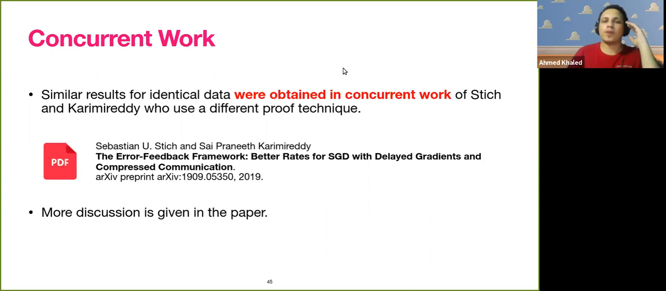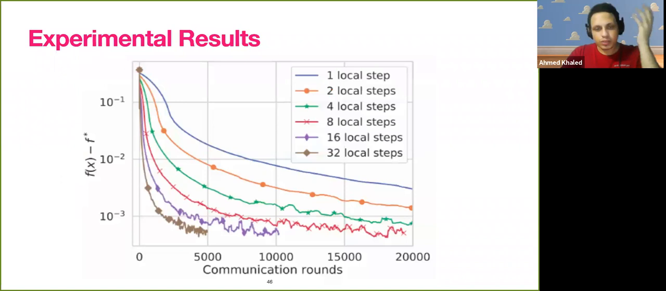All right, so here are the experimental results. Here we see that more local steps directly translate to both smaller error and also fewer communication steps. This was on a strongly convex problem, a logistic regression problem on 20 nodes. And we see that there are a lot more benefits to using local SGD for identical data.